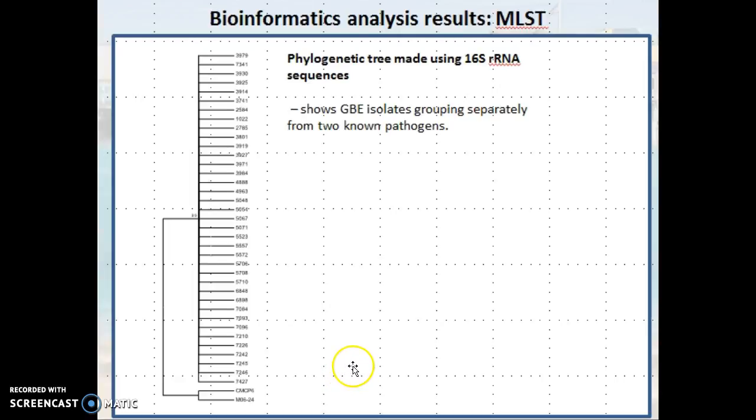And if you'll remember, one of our hypotheses was that the isolates from the Great Bay Estuary are not pathogenic, that they're going to be more like environmental strains. And this phylogenetic tree actually backs up that hypothesis. It lends support to it.